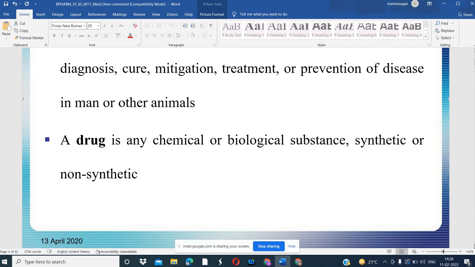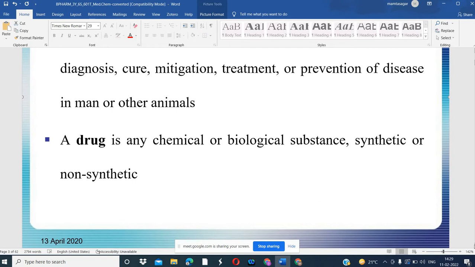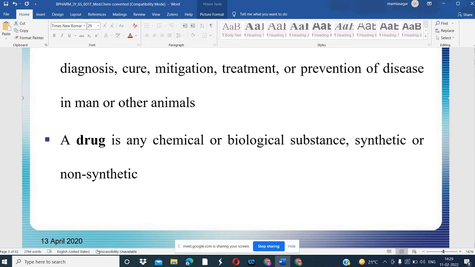In the second definition, we have focused on the nature of the drug. What is the nature? And what is the function of this drug? Function you can take from the first definition. So first of all, structure is important. What is drug? Any chemical or biological substance, synthetic or non-synthetic. And it is used to cure the disease, to treat the disease or the prevention of disease, in man or other animal. Okay.